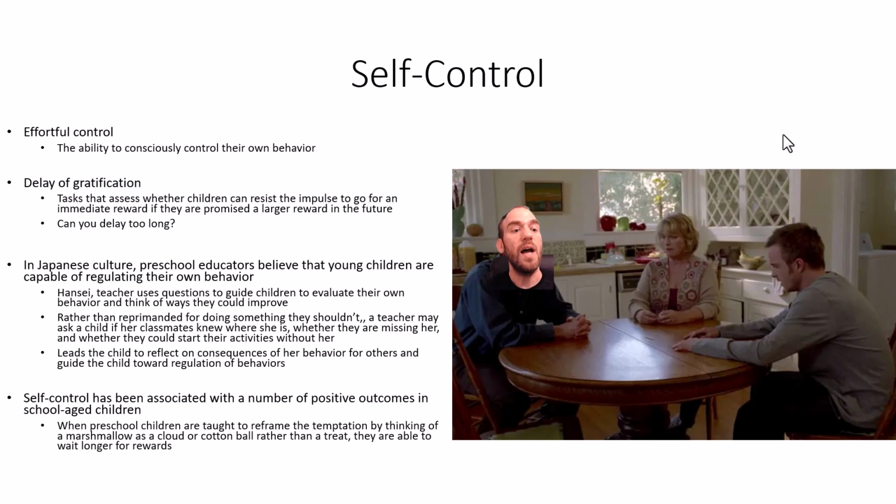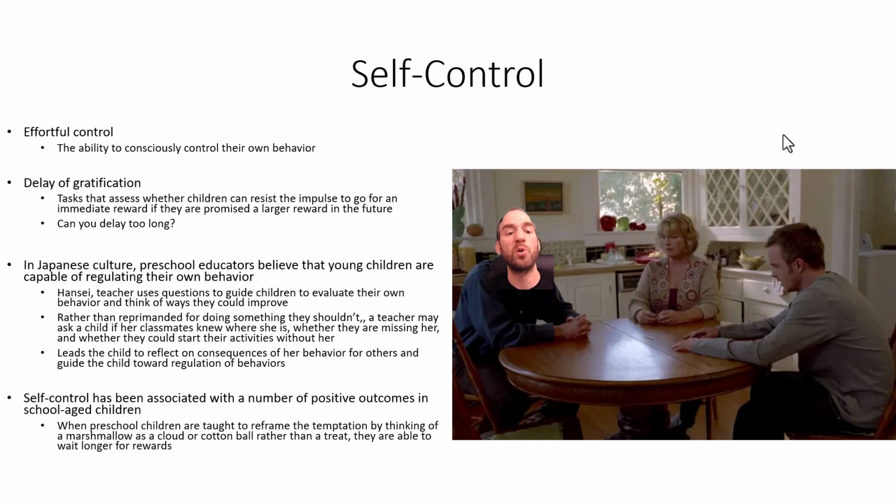In Japanese culture, preschool educators believe that young children are capable of regulating their own behavior. Hansei, teachers use questions to guide children to evaluate their own behavior and think of ways they can improve. Rather than reprimanding the child for doing something they shouldn't, a teacher may ask a child if her classmates knew where she is, whether they're missing her, and whether they could start their activities without her. This leads the child to reflect on the consequences of behaviors from others and guide the child toward regulation of behaviors. Self-control has been associated with a number of positive outcomes in school-age children.